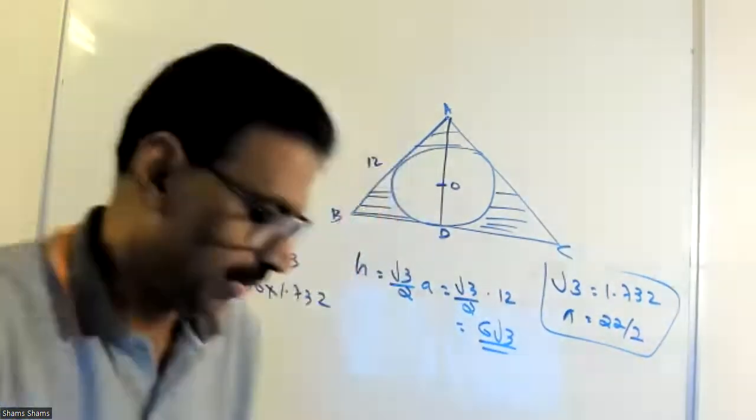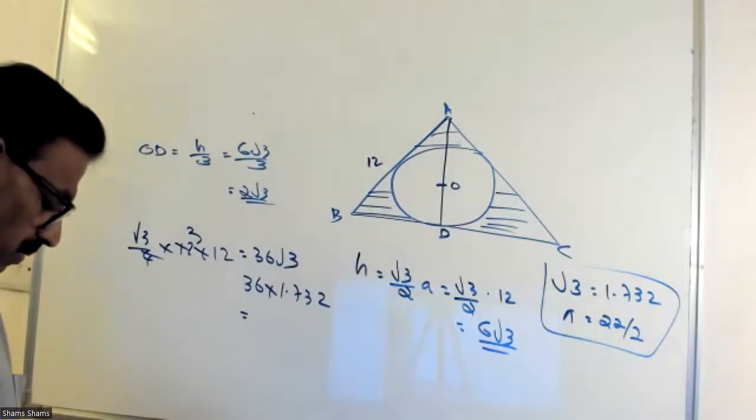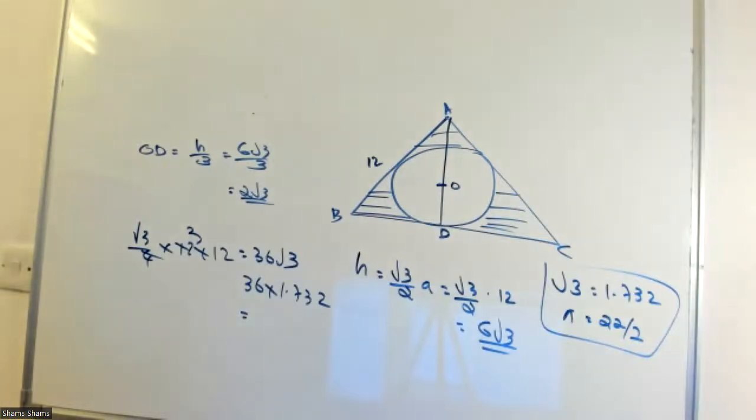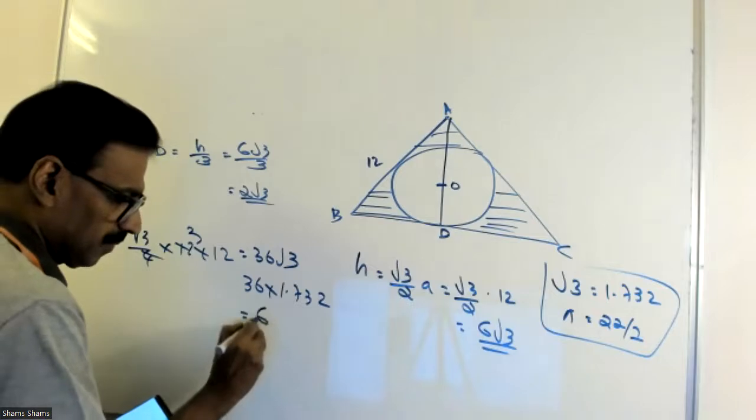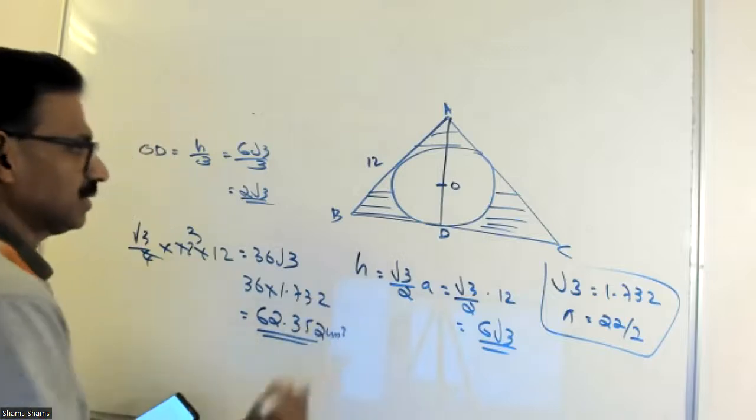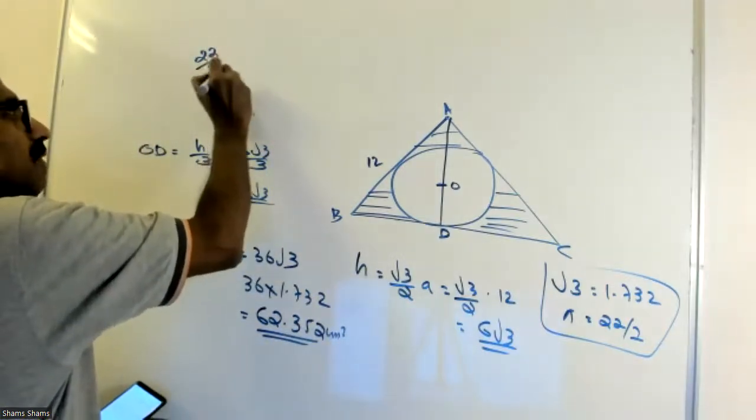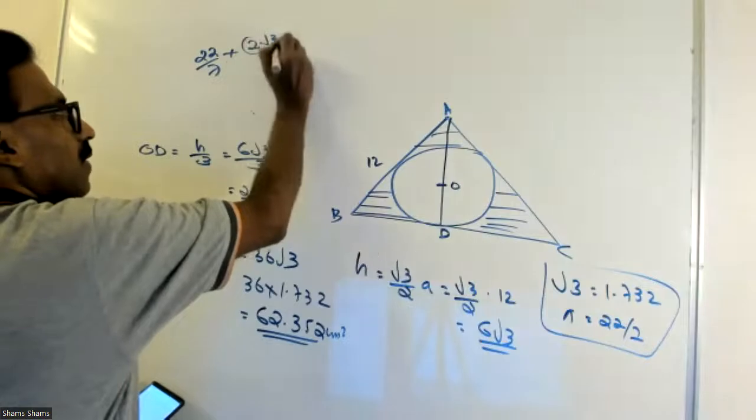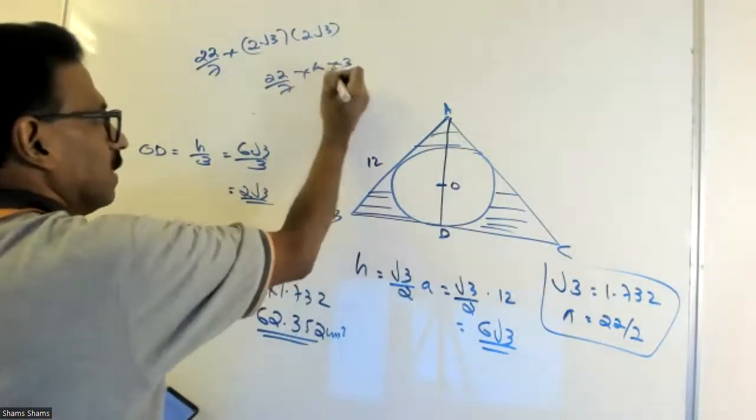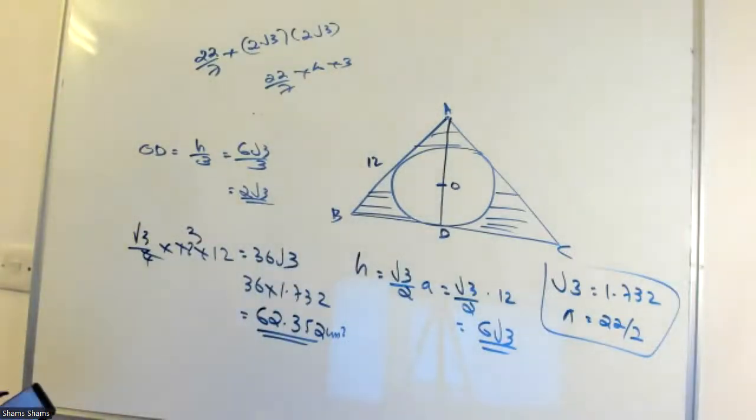36, how do we get that? 36 into 1.732 is 62.352, right? Yes, centimeter square. Area of circle is 22/7 into r squared, 2√3 × 2√3. So that is 22/7 into 4 × 3, correct? So that will get 22 into 12 divided by 7.